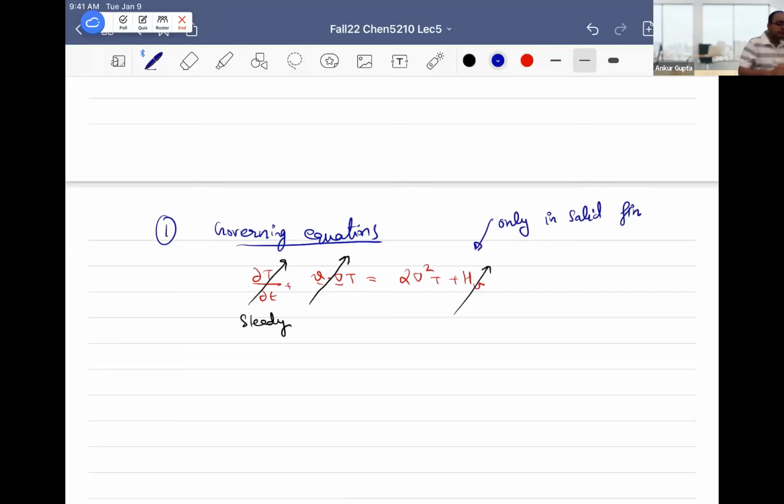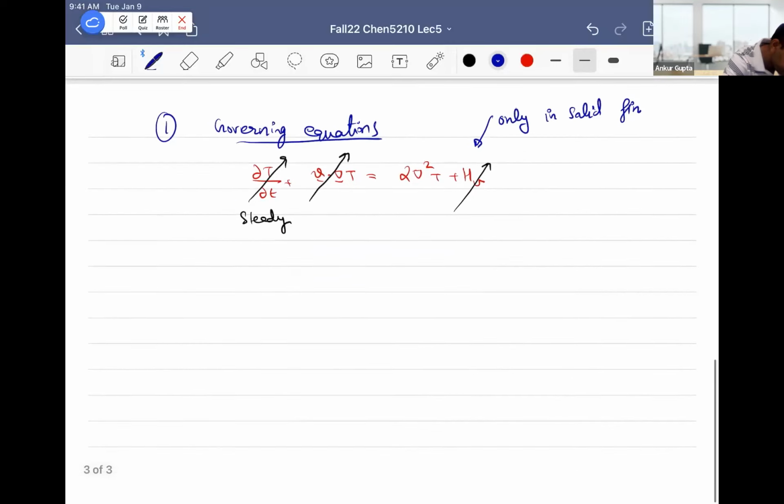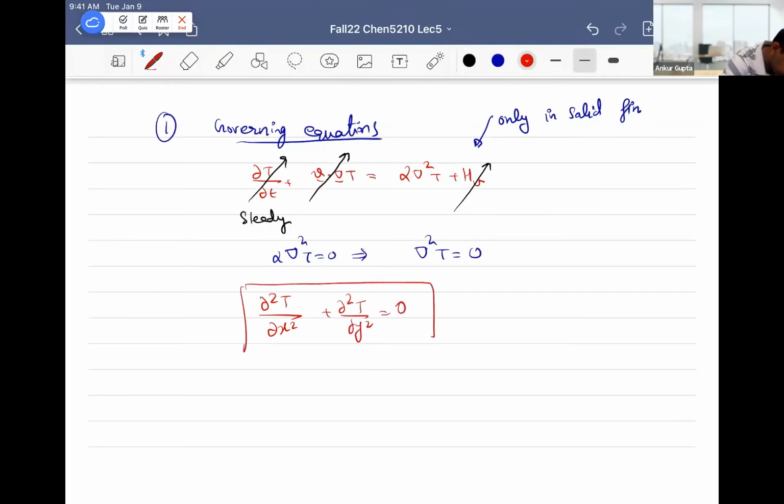So essentially, our equation comes out to be alpha del square T equals 0, or simply del square T equals 0. It becomes del square T by del x square plus del square T by del y square equals 0. That is my equation. It's a two-dimensional partial differential equation that we would like to solve if we want to solve the full problem. So this is the governing equation.